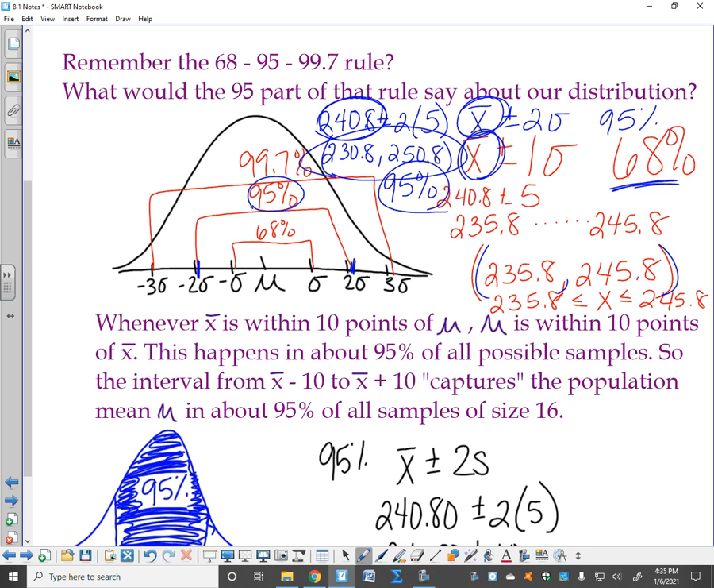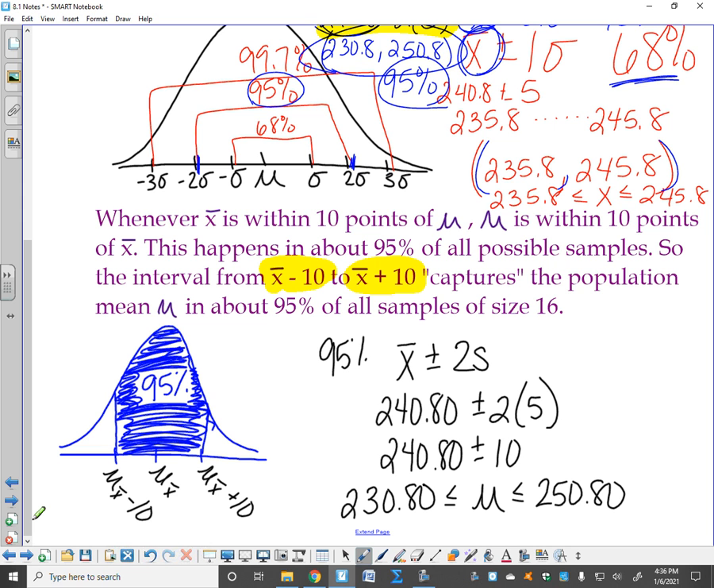All right, whenever x bar is within 10 points of mu, then mu is within 10 points of x bar. Well, okay, duh. This happens in about 95% of all possible samples. So the interval from x bar minus 10 to x bar plus 10, that's what we're doing. We've already done that. Because of course I got excited and jumped ahead. That's what we're doing right there. When we plus or minus 10, that's what this is talking about. So the interval from x bar minus 10 to x bar plus 10, that's the 230.8 to the 250.8, captures the population mean, mu, in about 95% of all samples of the same size. So then we do this, 95%, 240 plus or minus 2 times 5. We've already done all that up yonder. So I'm 95% confident. And this is my dartboard. That's the width of my dartboard.